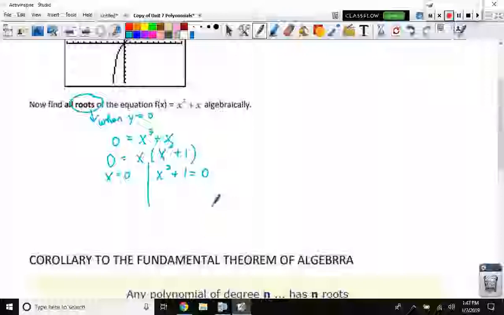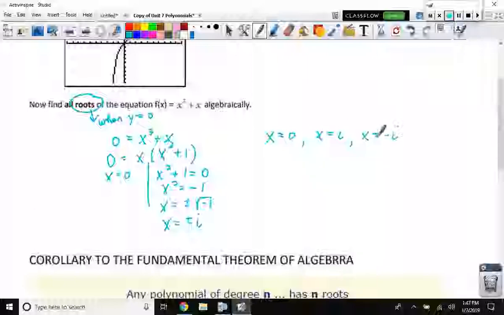Subtract 1, get x squared by itself, right? So x squared equals negative 1, then what? Square root. How many answers you get when you square root? 2, plus or minus square root of negative 1, which is really i. So x equals plus or minus i. So there are 3 solutions algebraically.